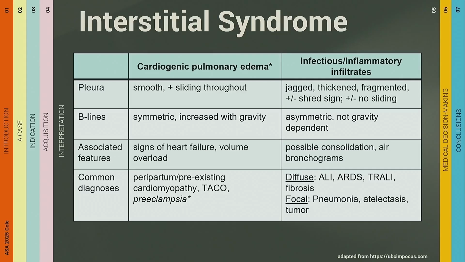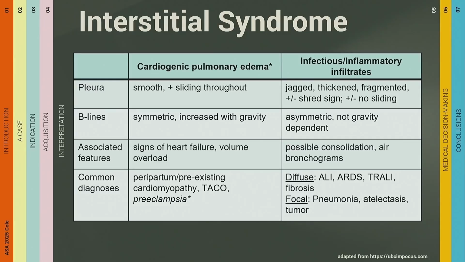B lines will be symmetric, and they will actually increase because it's fluid with gravity, whereas on the infectious side, you'll have asymmetric B lines that are not gravity dependent. Clearly with cardiogenic causes, you're going to see heart failure, volume overload, whereas, assuming that there's no ongoing cardiac failure as well, with infectious inflammatory conditions you'll see consolidations potentially and air bronchograms in those.